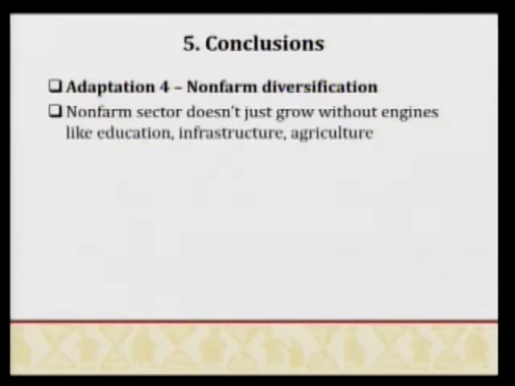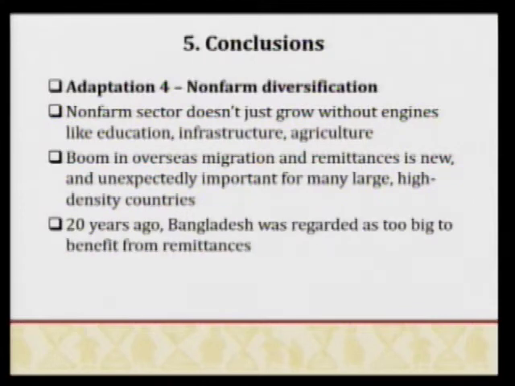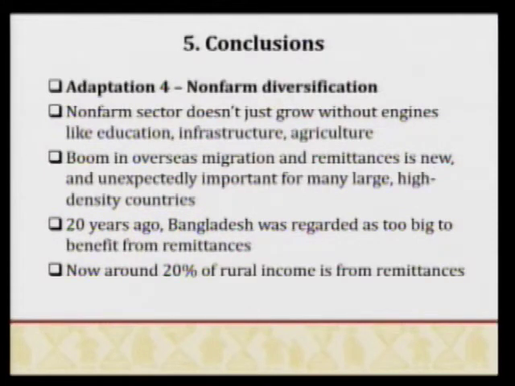Finally, non-farm diversification. I think we confirmed what we suspected at the beginning, that the non-farm sector doesn't grow without engines like education, infrastructure, agriculture. It's not going to automatically grow and create vibrant jobs just because rural areas are getting more densely populated. We've seen a remarkable boom in overseas migrations and remittances, which is really quite new, and it's unexpected for many large, high-density countries. 20, 30 years ago, it was only tiny island states that were really tapping into remittances. That's very different now. Bangladesh would have been a typical country regarded as too big to benefit from overseas migration markets, but recent surveys suggest that around 20% of rural income now in Bangladesh comes from remittances, mostly overseas remittances.